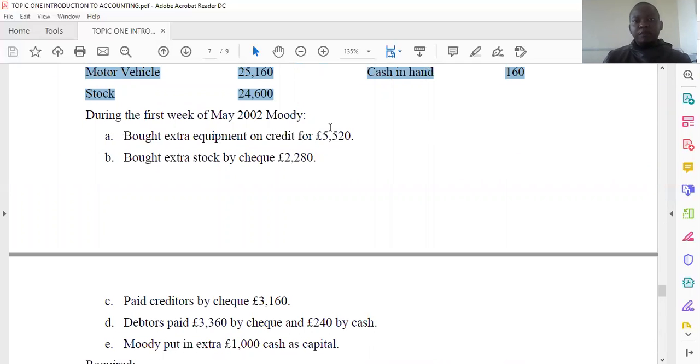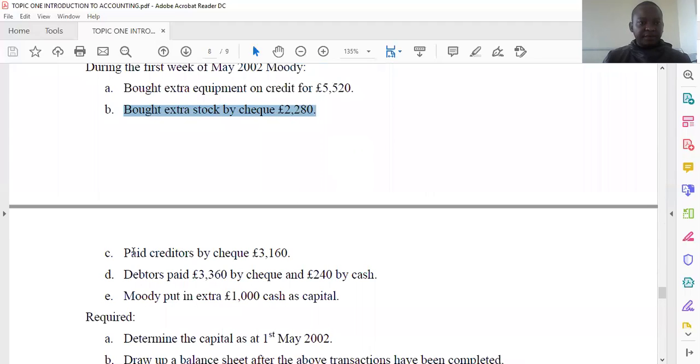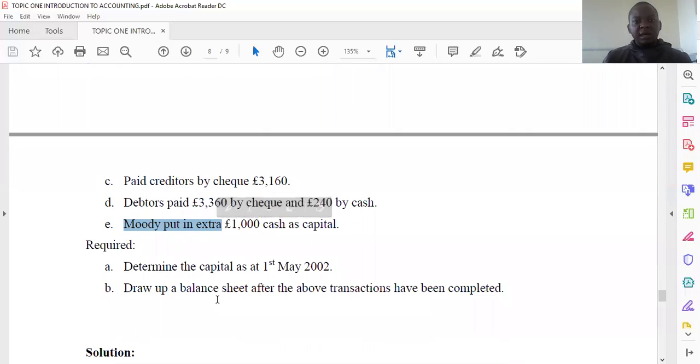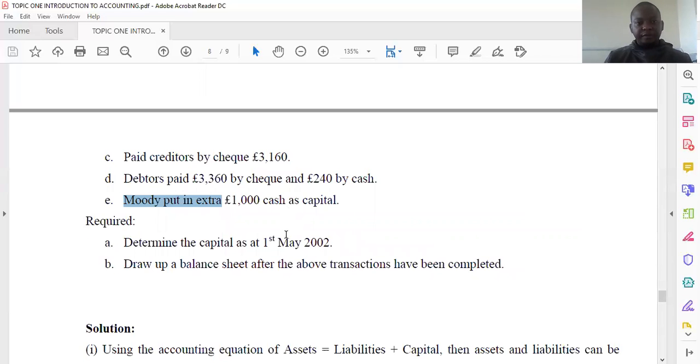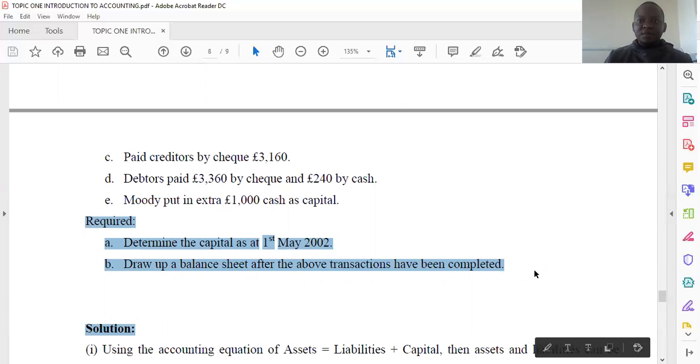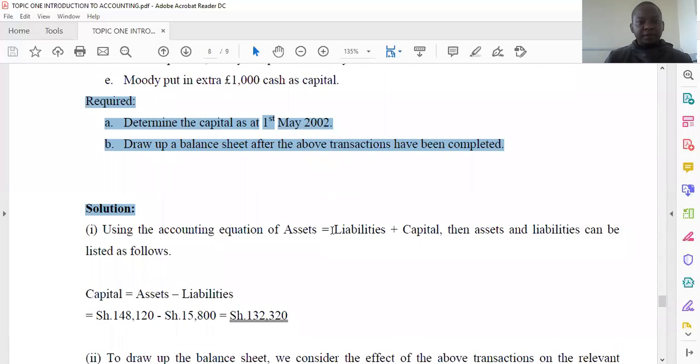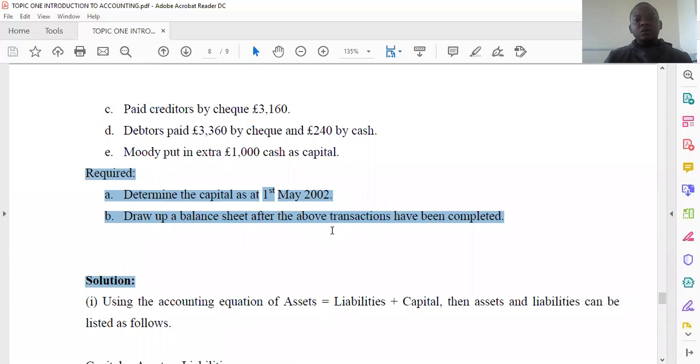A, bought extra equipment for that amount. B, bought extra stock by check. C, paid creditors. D, debtors paid. And E, Moody put in extra 1,000 shillings as cash as capital. Required: A, determine the capital as at 1st May 2002, and B, draw up a balance sheet after the above transactions have been completed.